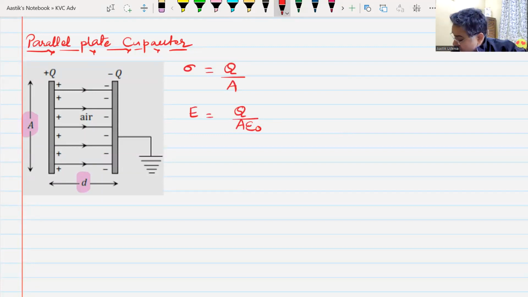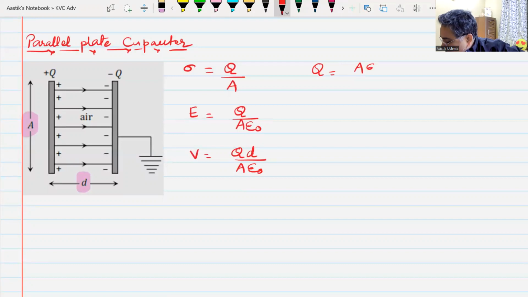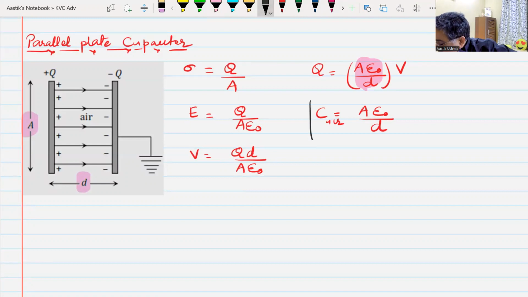It is constant. The potential difference between the plates, because the electric field is constant, can be written as Q d upon A epsilon naught. Yes or no? Yes, sir. From here, you can write Q is equal to A epsilon naught by d times V. So looking at the terms, you can see that the capacitance of this capacitor can be written as A epsilon naught by d if it is completely filled with vacuum or air. Do we understand this? Yes, sir.